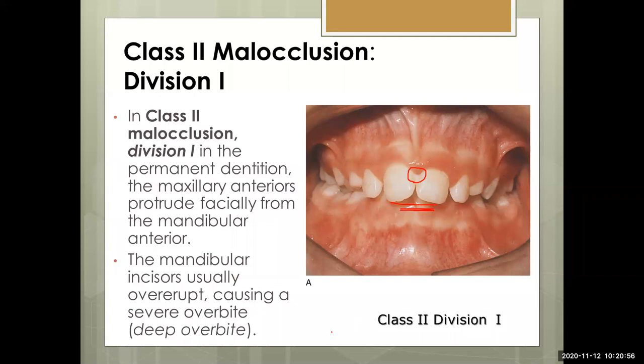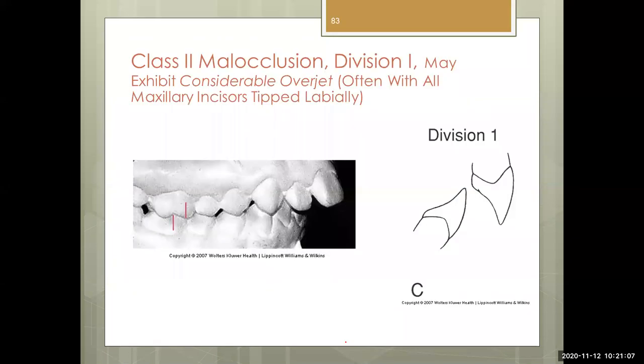I was a big thumb sucker. I had a huge deep bite, an open bite. That turned into a deep bite. Division one, you've got the flaring of the anterior, maxillary anterior labially.